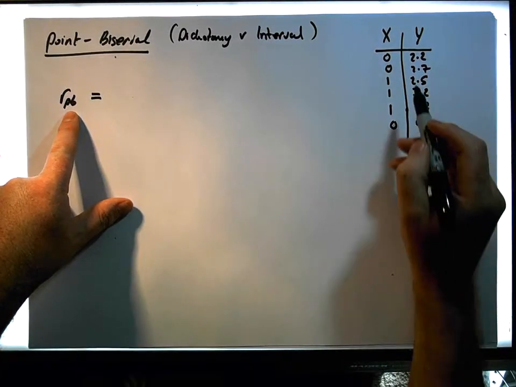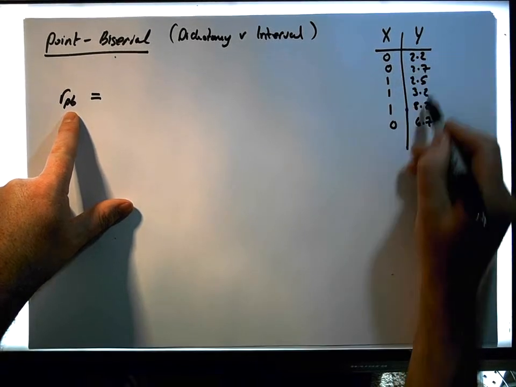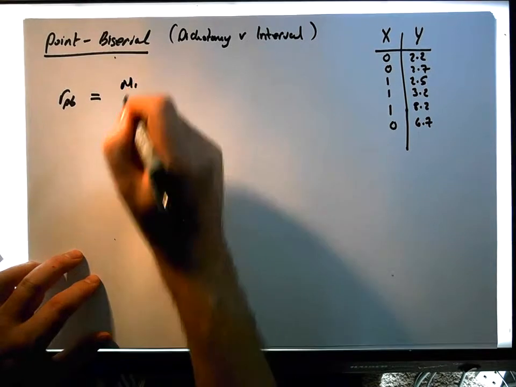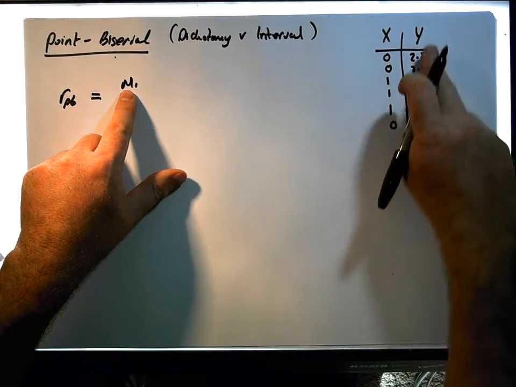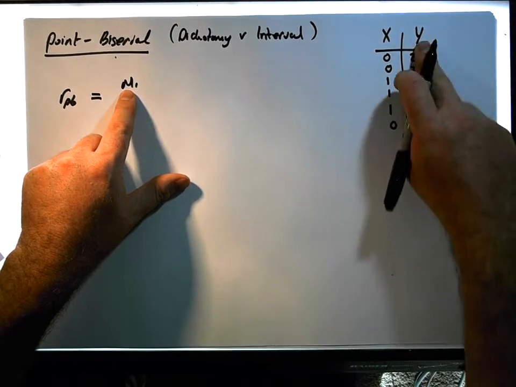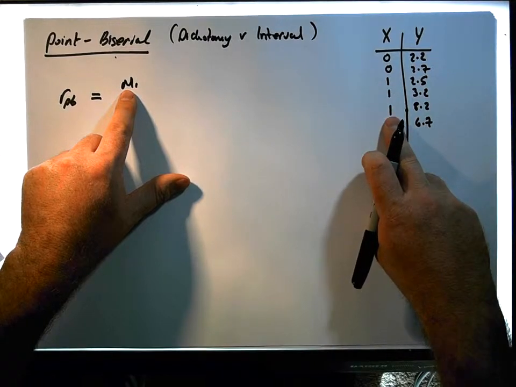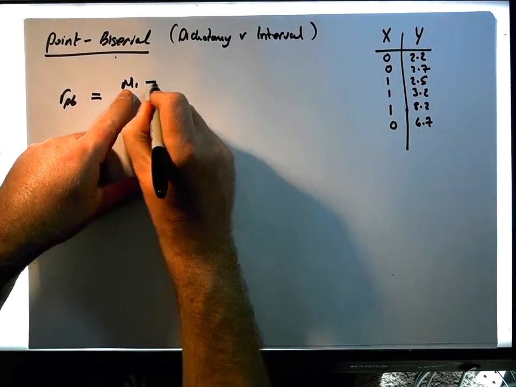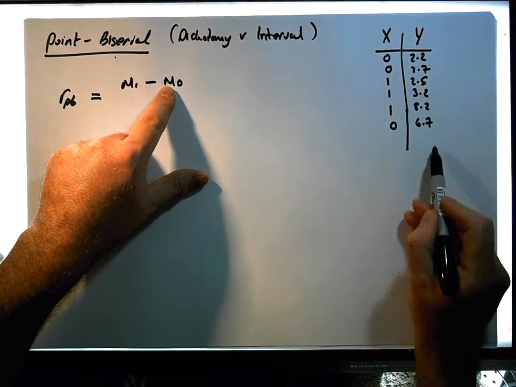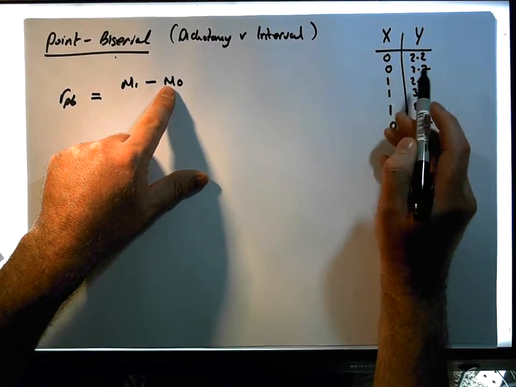The average value, the average of the y's in each group, is symbolized, let's say, by m1. For those measurements that belong to the dichotomy that's coded as a 1, we calculate their average. We take away from that m0, in other words, the average of those measurements that fall into the dichotomy that's coded as a 0.